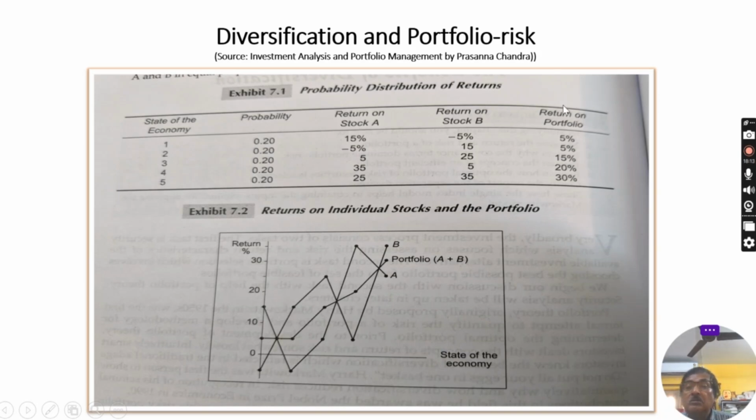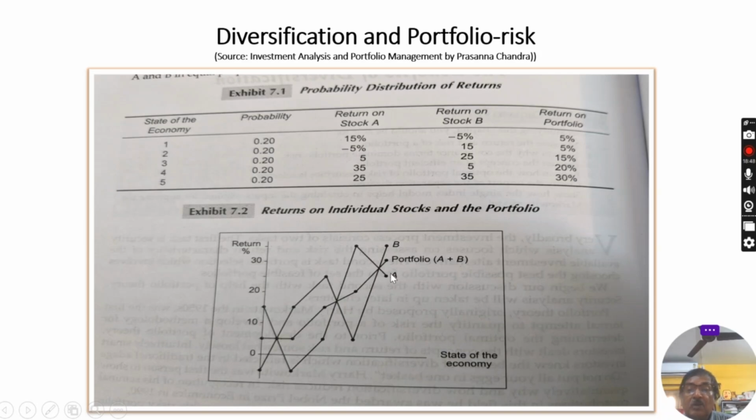Now plot the returns of portfolio AB, mixing 50% of A and 50% of B. This is the return. First 5%, then again 5% in the second state of the economy, then 15%, then 20%, then 30%. You see, in this case the fluctuation or volatility is very little. The graph is very steady.